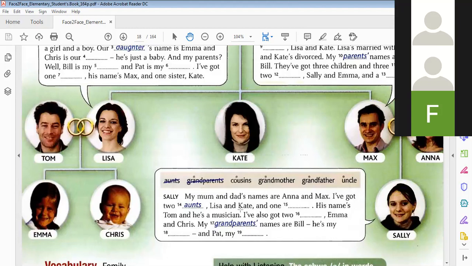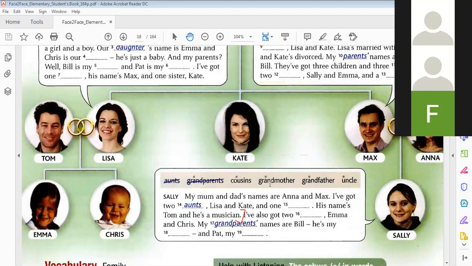My mom and dad's names are Anna and Max. I've got two aunts, Lisa and Kate. And one brother, his name's Tom, and he's a musician.